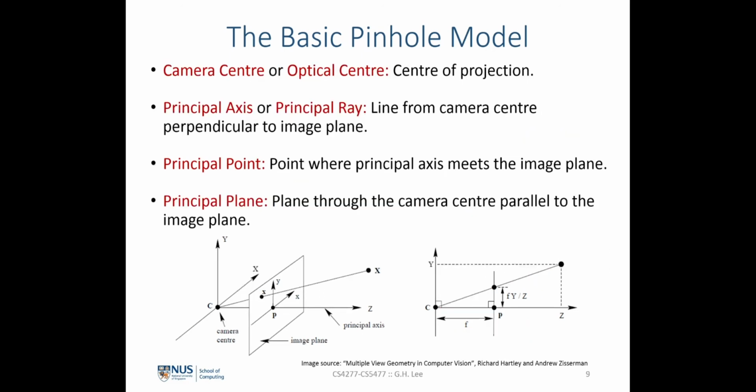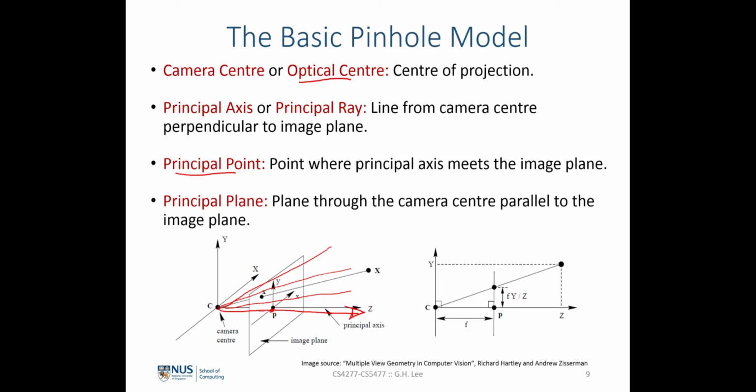We'll further define some terminologies in the basic pinhole camera model. So we have looked at the camera center, otherwise known as the optical center. This is the point where all the light rays that are projected onto the camera will meet. There's another definition which we call the principal axis, and this is the z-axis of the Euclidean coordinates that we have defined. This principal axis is perpendicular to the image plane, and we will also define what is known as the principal point. The principal point is the point of intersection between the principal axis and the image plane.